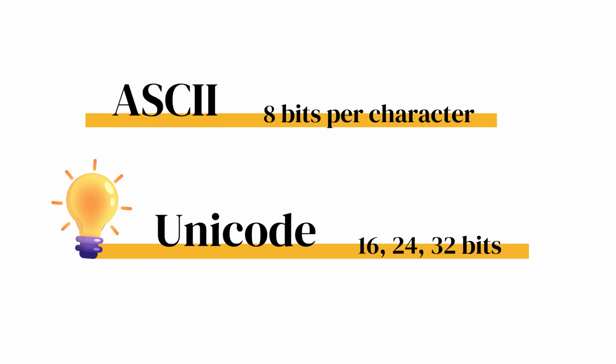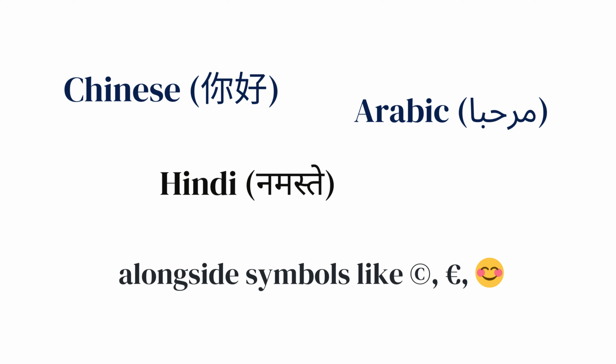Enter Unicode. Unlike ASCII, which only used 8 bits per character, Unicode can use 16, 24, or even 32 bits. This means we can now represent over 4 billion characters, including every human language, mathematical symbols, and even emoji. With Unicode, text messages, websites, and apps can now display any language on Earth.